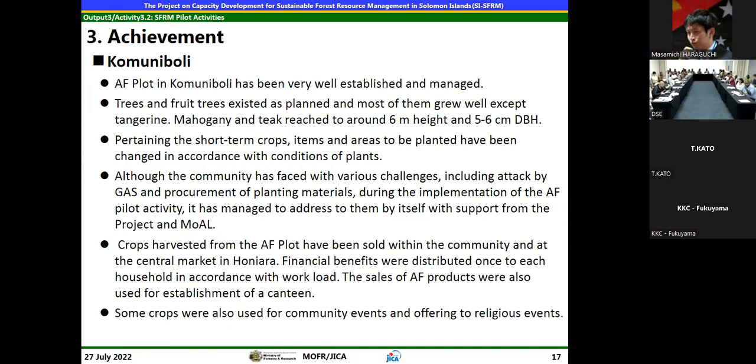And with the sales of the crops, they've established the canteen. They use money to earn money. And crops were also used in community events such as religious events.